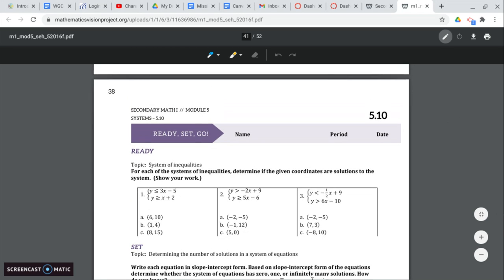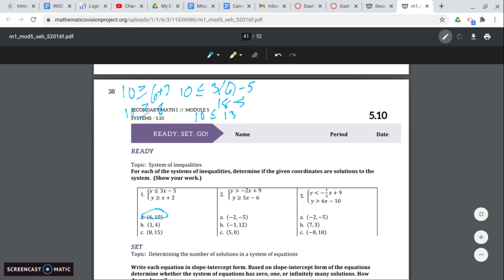So we're going to have 10 is less than or equal to 3 times 6 minus 5. 3 times 6 is 18, minus 5 is 13. Is 13 greater than or equal to 10? Yes, it is. So we know it works for the first equation. Now we try it with the second equation, where we have 10 is greater than or equal to 6 plus 2. 6 plus 2 is 8. Is 10 greater than 8? Yes, it is. So we know A is going to work.